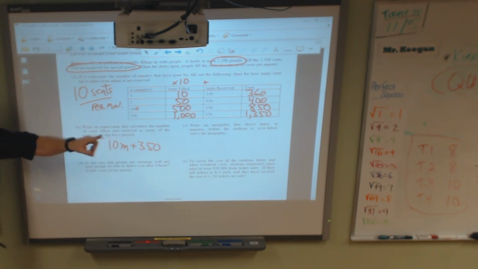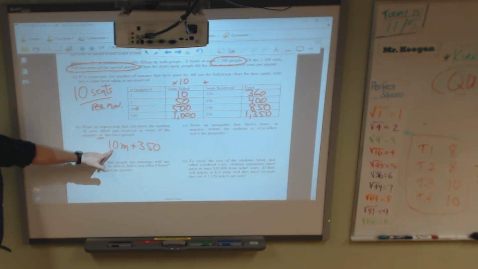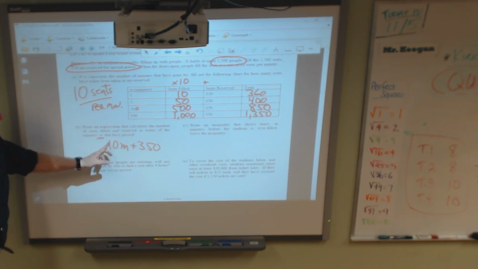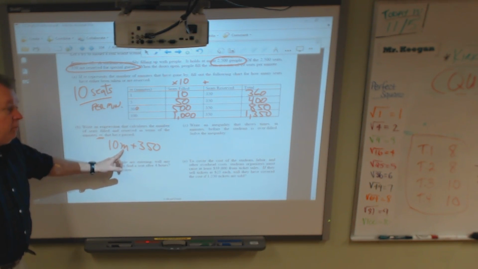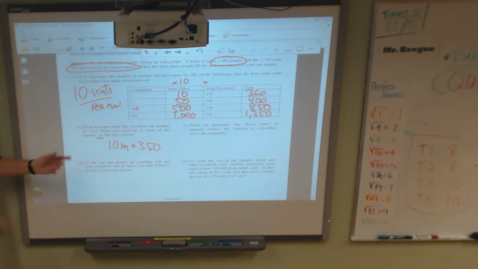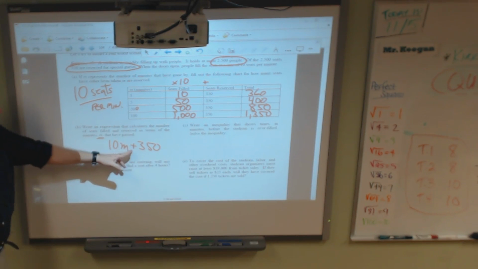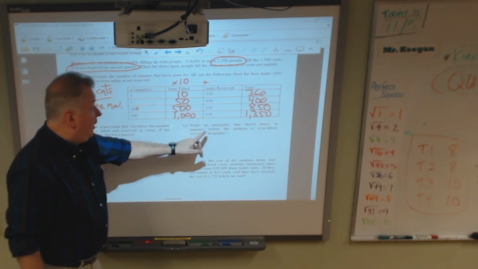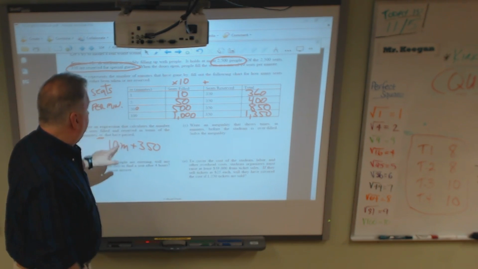Everybody got that? Like I said before, the value in this case is 10, meaning every minute that passes, 10 people sit down. So you have to multiply the value times how many minutes have gone by, just like I said with the soda. You're not solving it? No, not yet. For that one, it just said write an expression.